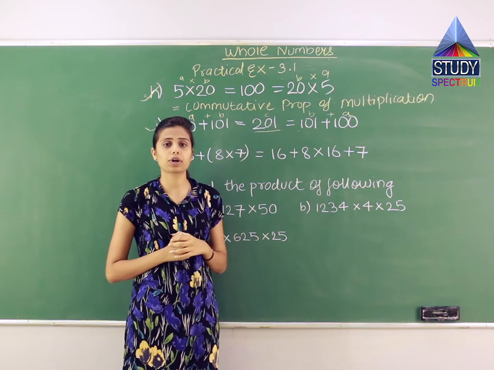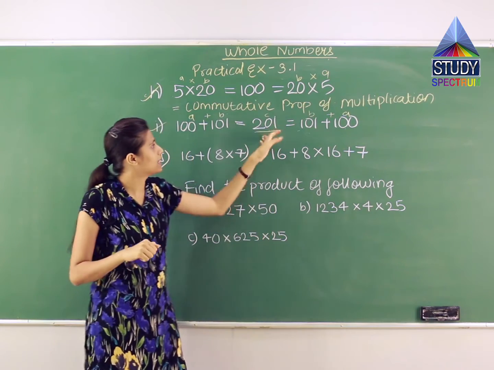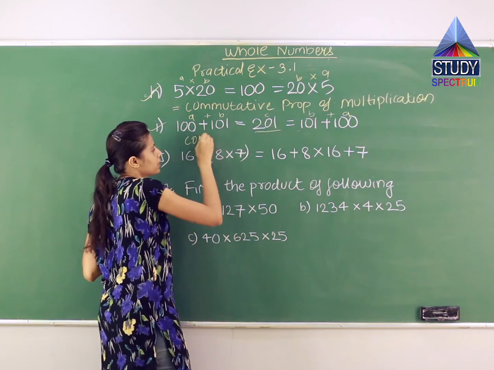So over here this property also says that the position of the number does not matter. So which property is this? This is commutative property itself. So I will write commutative property.